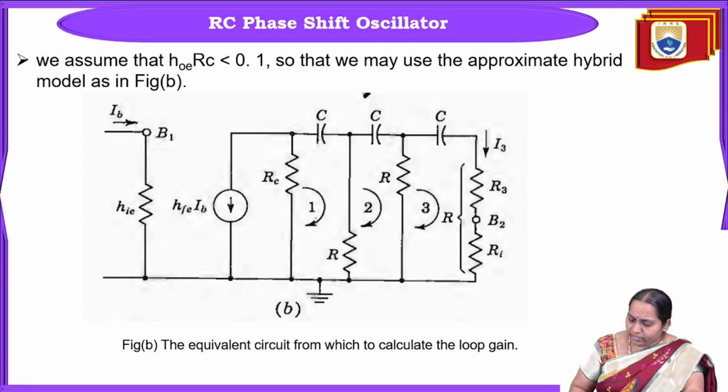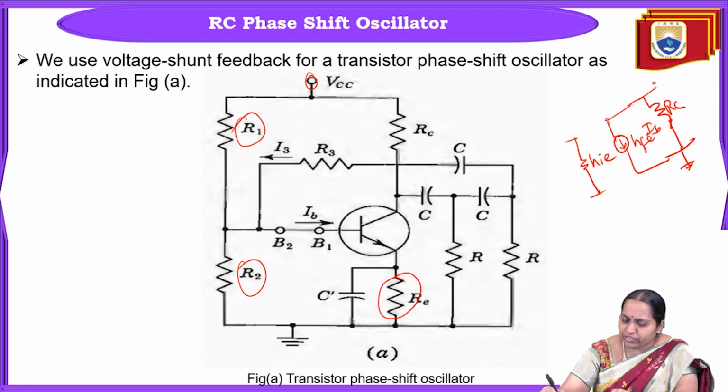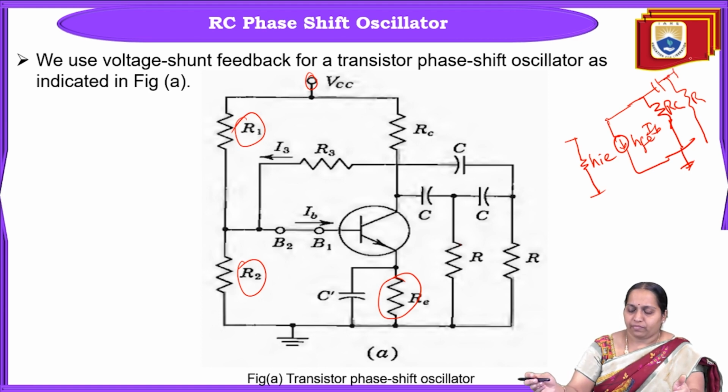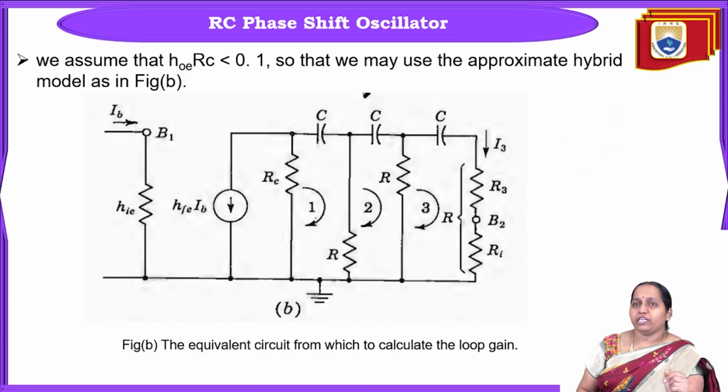Finally, after this last point RC is given to ground, and on the next side you'll have the first capacitor C, then R, then the second capacitor C, R, and another capacitor C, followed by R3. This is R3, and next let us assume Ri is the input impedance of the transistor. So this will be the equivalent circuit.